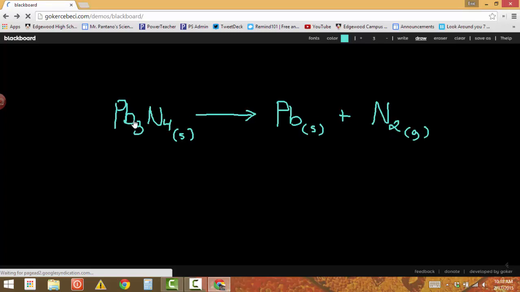Now I need to balance this. I need 4 nitrogens, so I need to put a 2 there to get my 4 nitrogens. And I need 3 lead, so I need to put a 3 there. So that's really all there is to synthesis and decomposition reactions. It's a question of being able to write your formulas. Again, you have to practice writing formulas. But if you follow the rules, predicting the products of these reactions is not all that difficult. Good luck.